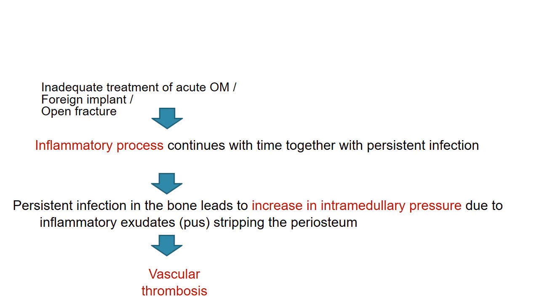So, inadequate treatment of acute osteomyelitis. This is the pathogenesis of chronic osteomyelitis. Inadequate treatment of acute osteomyelitis, a foreign implant, or an open fracture leads to an inflammatory process which continues with time together with persistent infection. That persistent infection in the bone leads to increased intramedullary pressure again and again due to inflammatory exudate and pus. That pus and inflammatory exudate strips the periosteum, leads to vascular thrombosis, vascular compromise, ischemia, necrosis of the bone, and that dead necrotic bone is called sequestrum.